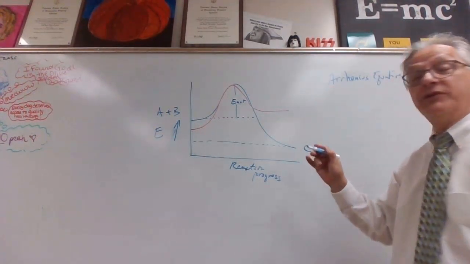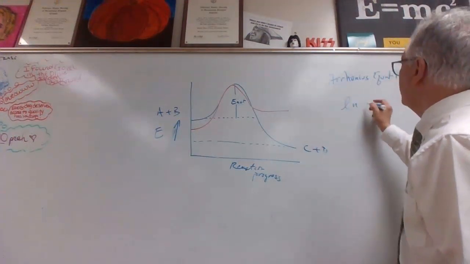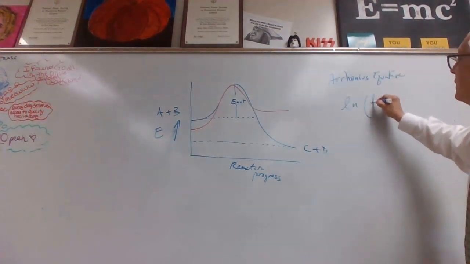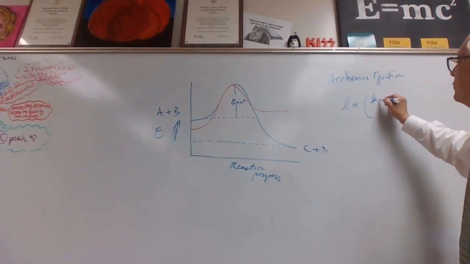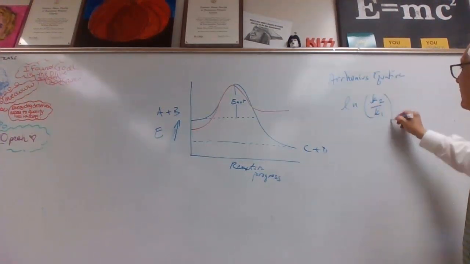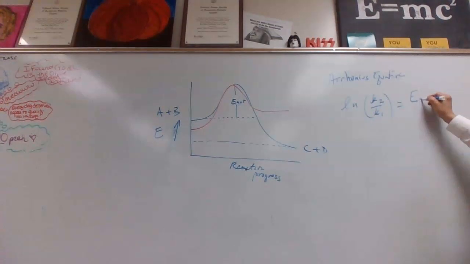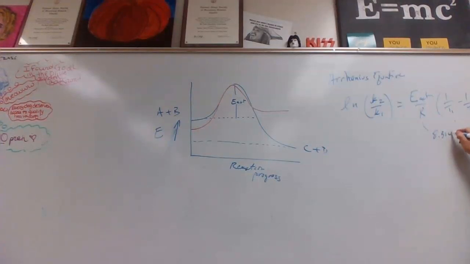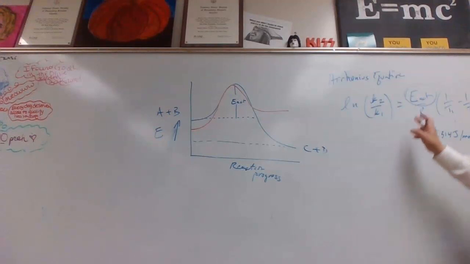So if we do an experiment at two different temperatures, we have a really great little equation. The natural log of the rate constant at temperature 2 divided by the rate constant at temperature 1 is equal to the activation energy over R times 1 over T1 minus 1 over T2. So these are your Kelvin temperatures, and R is 8.314 joules per mole per Kelvin. If you needed to, and you won't for this class, you could get an actual value for activation energy.